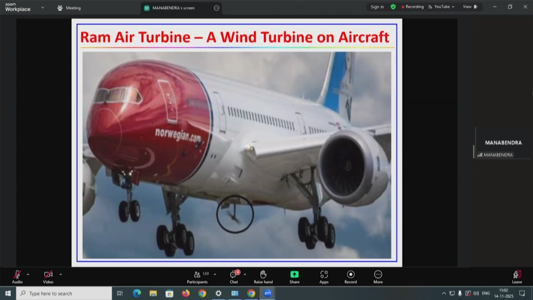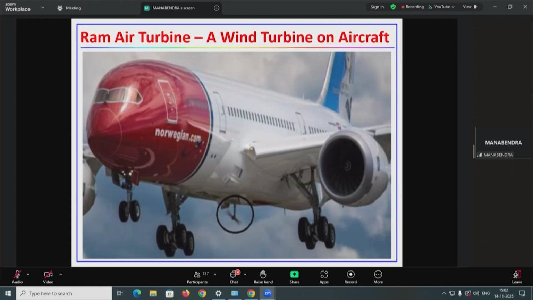Unfortunately, the inference from the CCTV camera footage, which showed the ram air turbine had deployed, only indicated that the fuel supply of the aircraft, I think it was a Boeing 787-8, had been totally cut off, and that's why the ram air turbine popped out. It was a very tragic incident in the history of the Indian aviation sector. However, the ram air turbine has a history of saving lives.